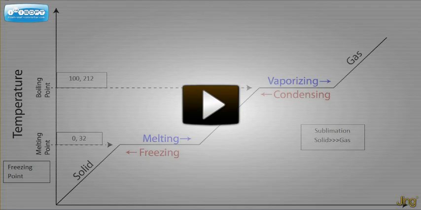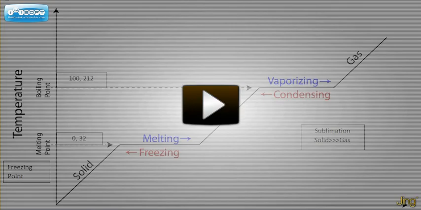Then once it reaches the next corner, showing boiling at 100 degrees and 212 degrees, that liquid stays a liquid for a while. Then as the temperature gets above 100 and 212, it begins to vaporize, and as the diagram continues to go up, it turns into a gas.